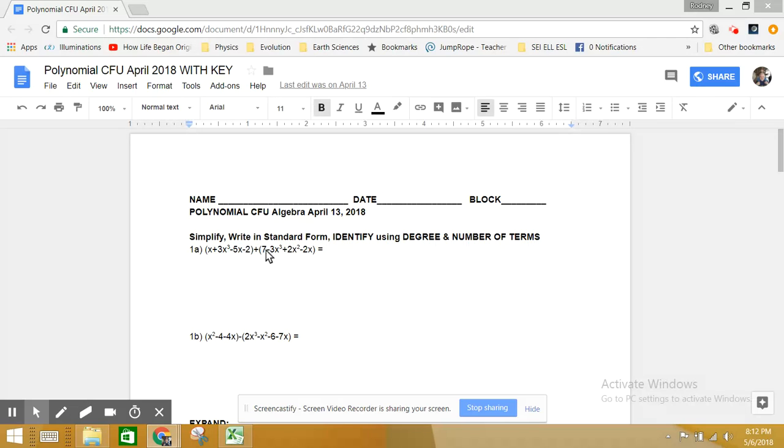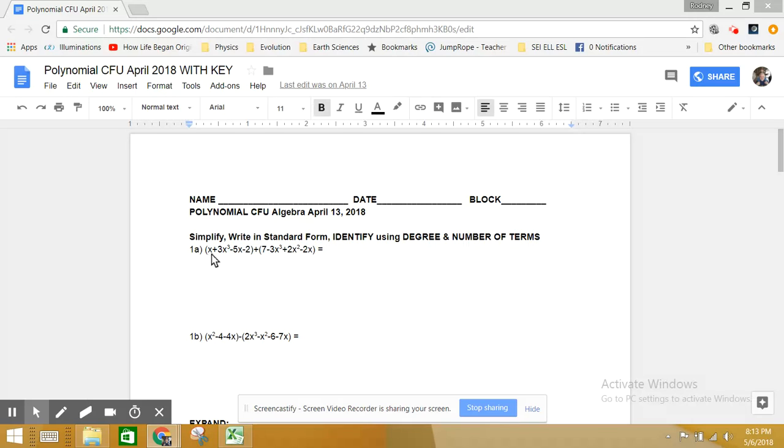So in 1A and 1B, we are adding and subtracting parts of a polynomial. Basically, we're trying to combine like terms, like the 3x cubed and this negative 3x cubed. We've got to do something to combine this x and this negative 2x. So we're going to put it all together. Then we need to organize it in standard form, which means to organize it in decreasing degree order after we've combined all the like terms. Then we need to identify it using the degree and the number of terms. So let's start off by simplifying it. That's the first step, because you can't do any of the other stuff until you've simplified it.